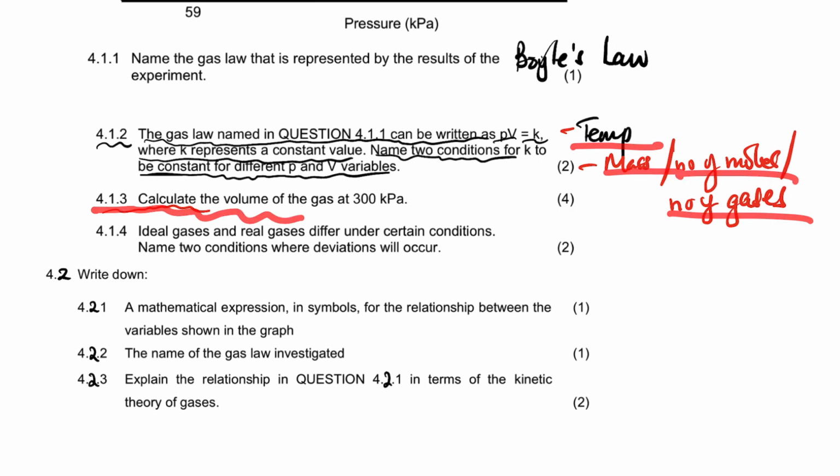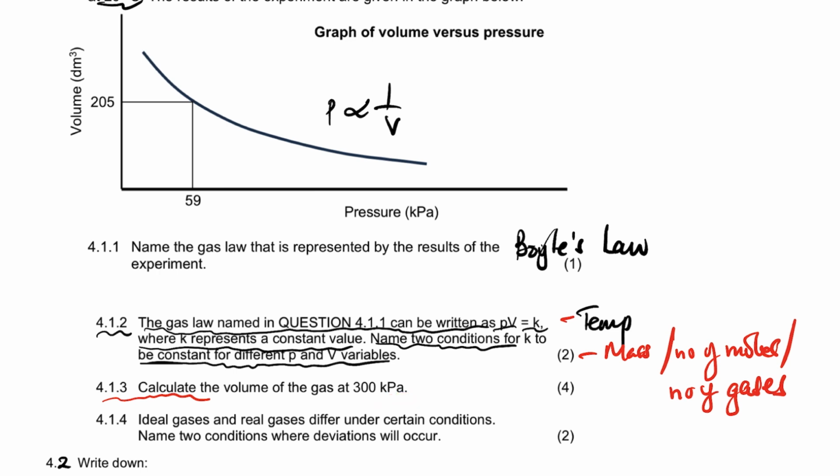Now 4.1.3 says calculate the volume at a pressure of 300 kilopascals. Looking here, we're given the volume, which is 205, and the pressure, which is 59. They said we should calculate the volume at 300 of pressure. Let's say the 300 is there because it's bigger than the 59, and the volume they want is that one. So this will be our 1, and this will be our 2.